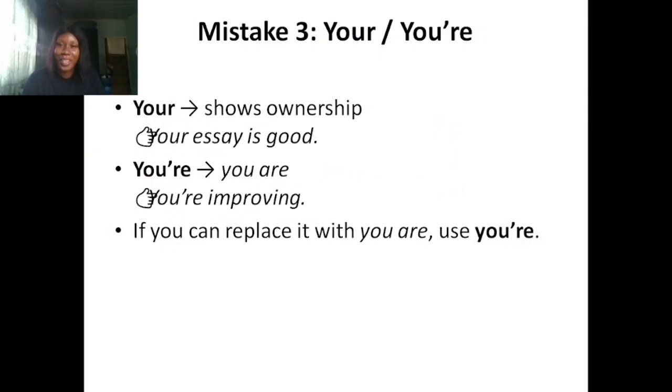Your and you're. Remember, apostrophes do not really show possession in this situation. There are some times when you need to show possession with an apostrophe, yes, but in this situation it doesn't show possession. Your shows ownership, shows possession, that the thing belongs to you. Your essay is good shows possession.